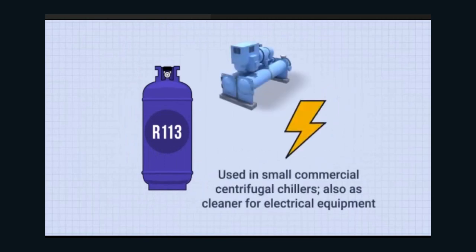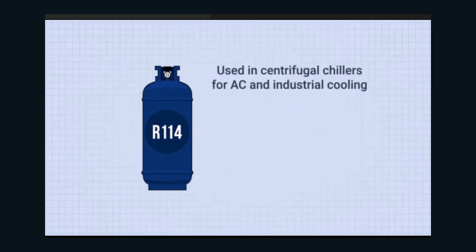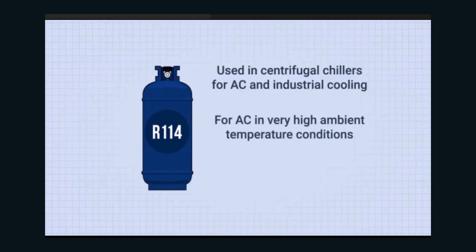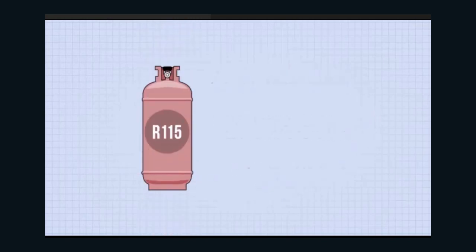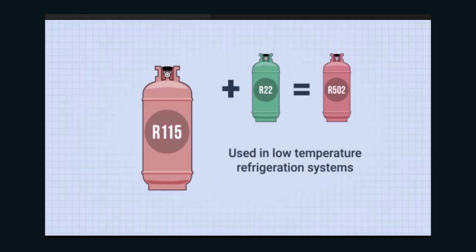R113, used in small commercial centrifugal chillers, also as a cleaner for electrical equipment. R114, used in centrifugal chillers for AC and industrial cooling, for AC in very high ambient temperature conditions, and due to its stability in chillers for marine applications. And R115, blended with R22 to produce R502, which is used in low-temperature refrigeration systems.